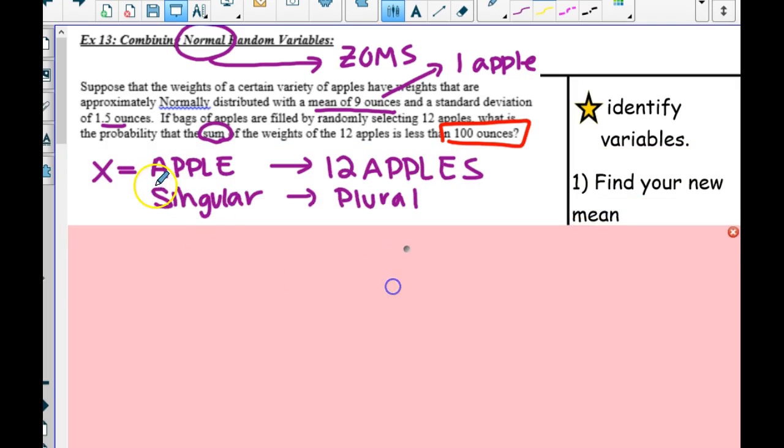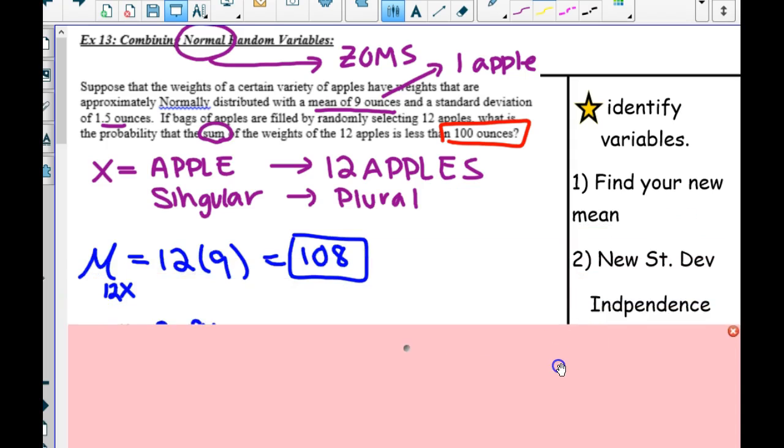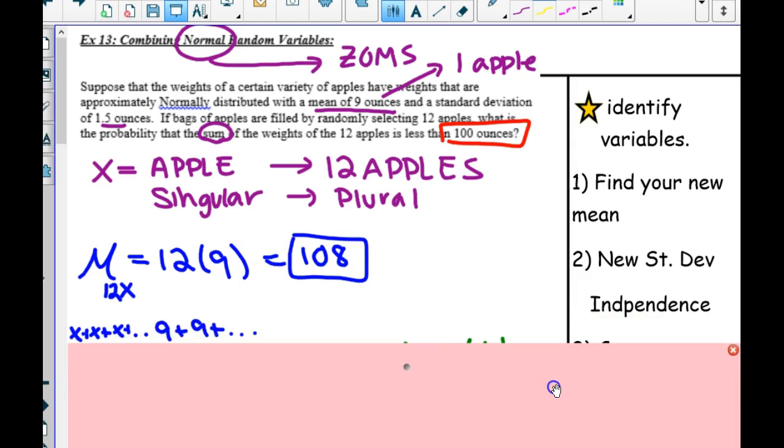Identify the variables. So x equals apple, that's our singular apple. We're now moving to 12 apples. Okay, so now we're not doing x plus y anymore. We're doing x plus x plus x 12 times. So to find our new mean, we could add up 9 12 times. So 9 for the first apple, plus 9 for the second apple, plus 9 for the third apple, and 9 is the average of 1 apple, 9 ounces.